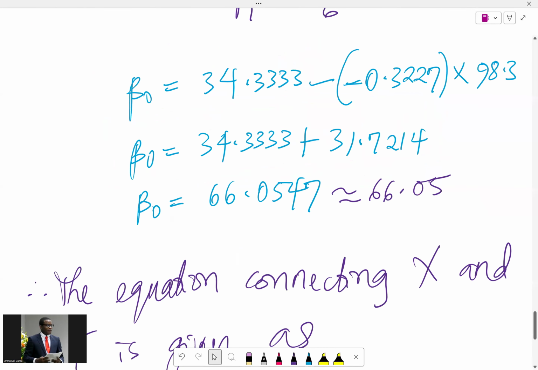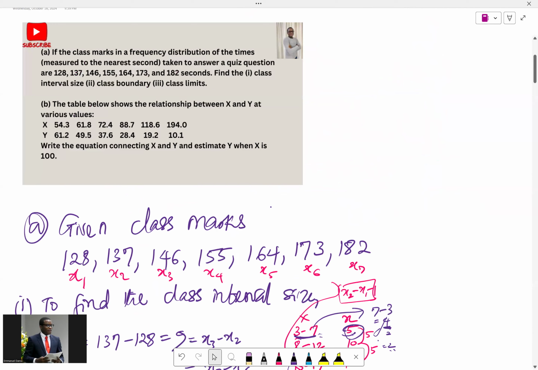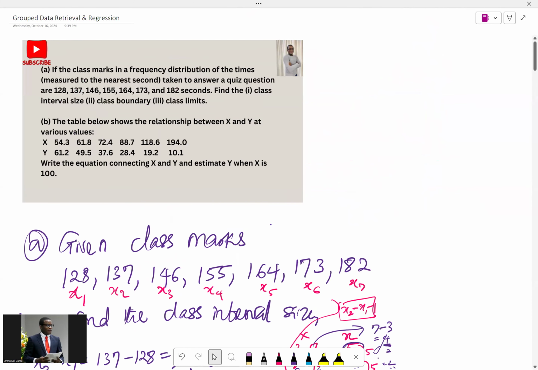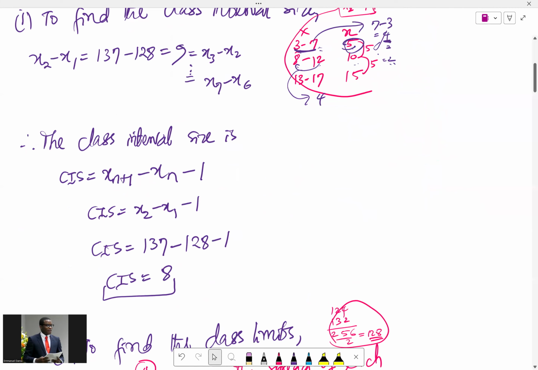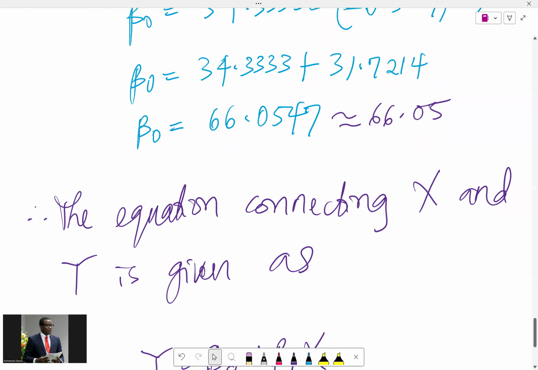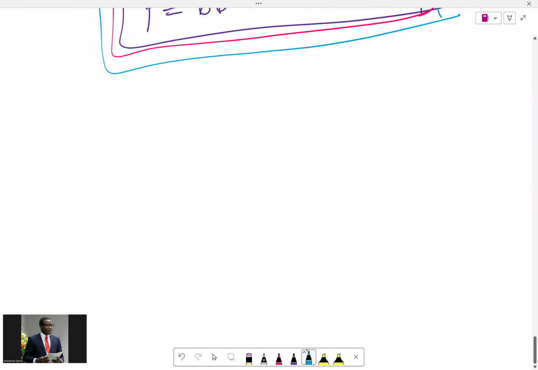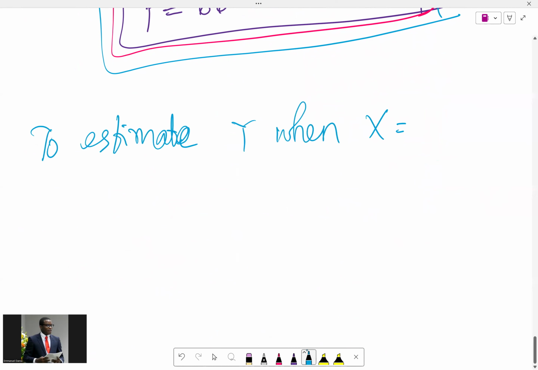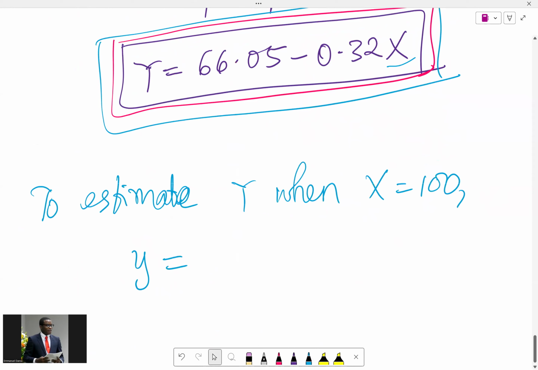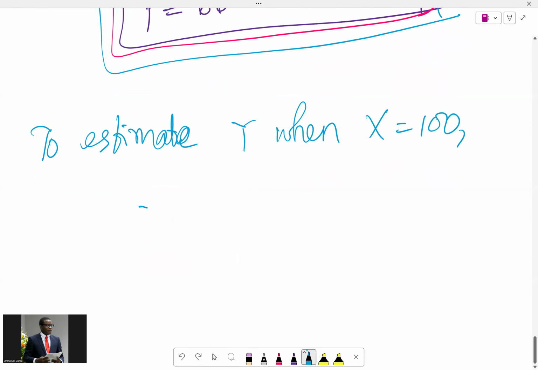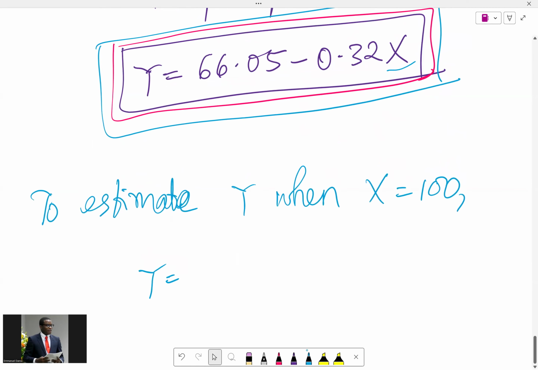But we are not done yet. We have one tiny part to complete this. The other part says, estimate y when x is 100. So let's go for that. To estimate y when x is equal to 100, you invoke the equation again. Y is equal to 66.05 minus 0.32x. That's what we have.